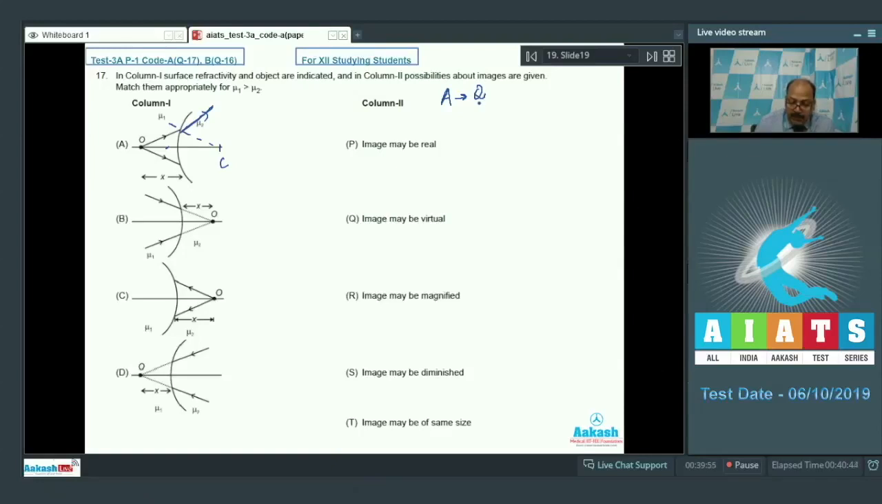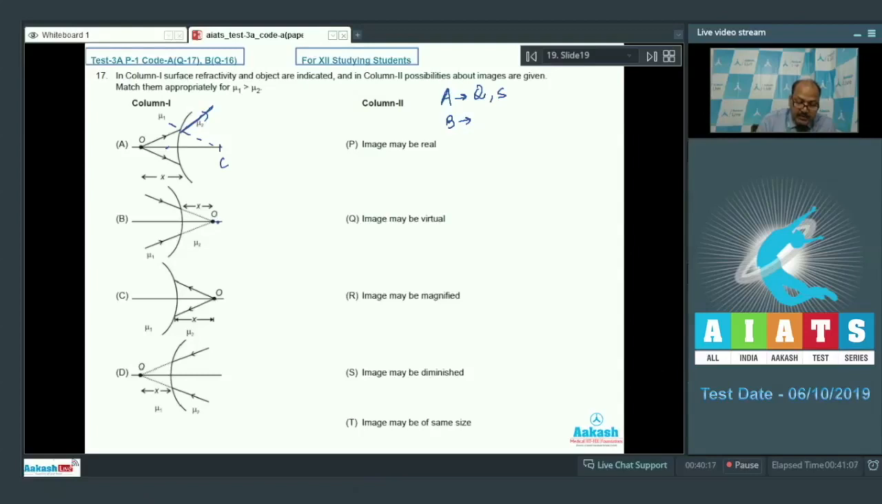Image may be virtual. Image may be diminished, of course. Image may not be of same size because of the path taken by the ray. It's clear that image will be diminished. Let's look at entry B now.